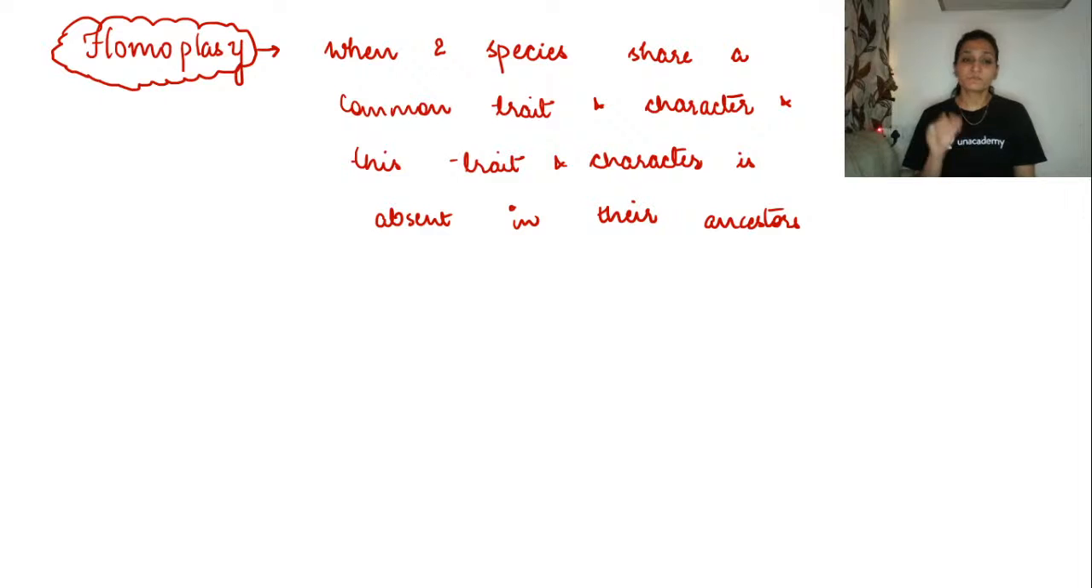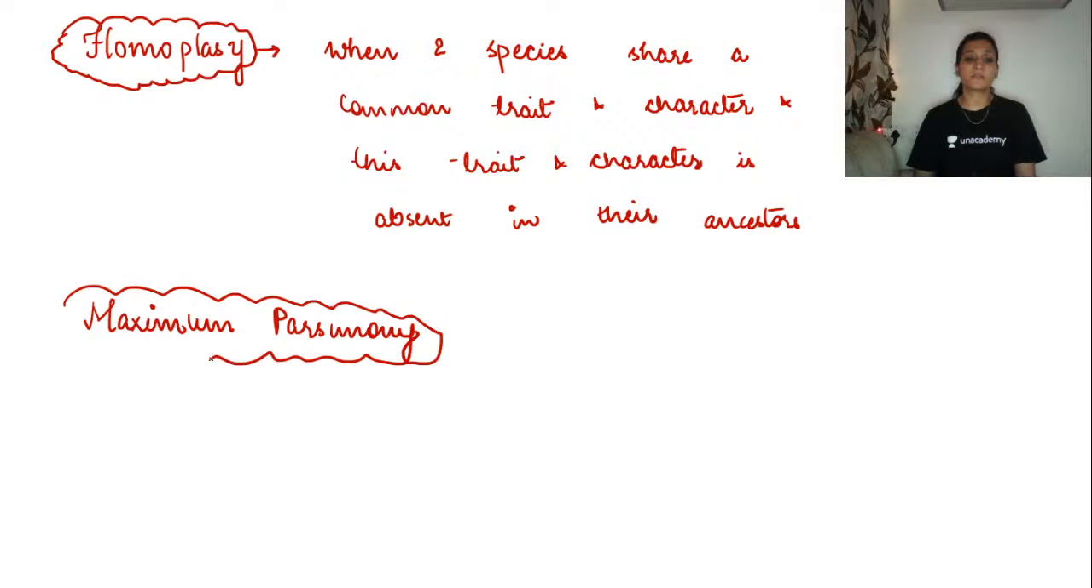Now, another thing that we need to know is maximum parsimony. So what is the meaning of maximum parsimony? The meaning of maximum parsimony is that the shortest possible phylogenetic tree is the most accepted one. The shortest phylogenetic tree is the most favored one also.